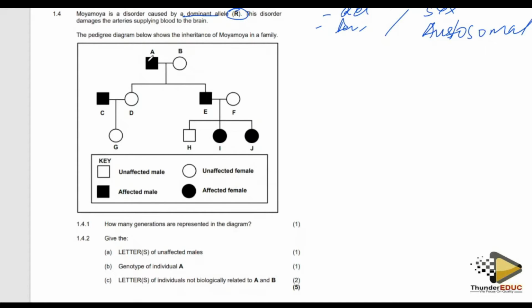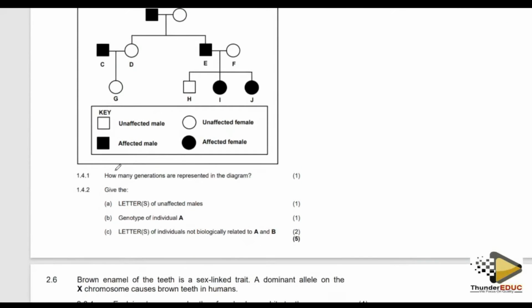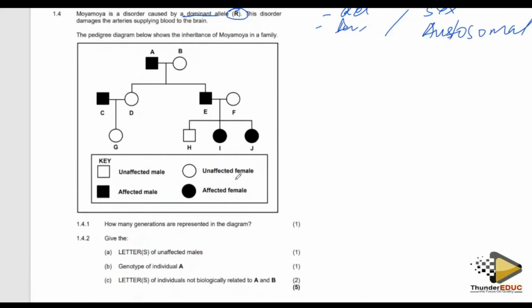So let's go. The first question asks how many generations are represented in the diagram? When you talk about generations here, you only have to look: this is the first generation, this is the second generation, this is the third generation. So in other words, there are 3 generations indicated in this diagram. So the answer here should be 3.